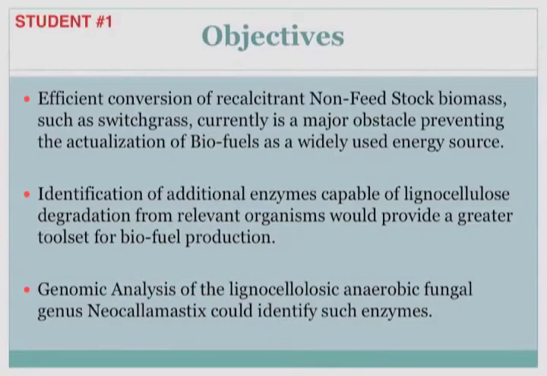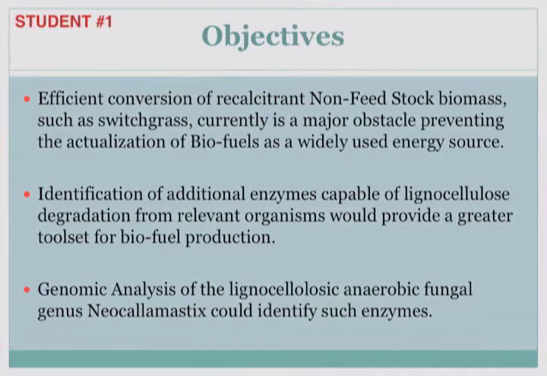Currently, a large bottleneck preventing the full utilization of lignocellulosic ethanol is the conversion of non-feedstock plants into constituent monomers that are capable of energy production. The reason is that non-feedstock plants are very recalcitrant to enzymatic degradation, and providing more enzymes to allow this process could greatly enhance its ability to become commercially viable.